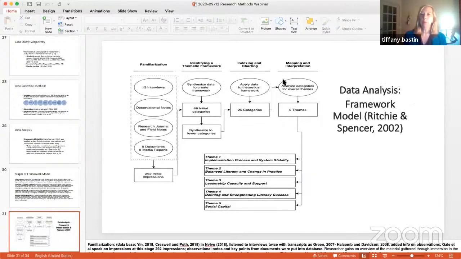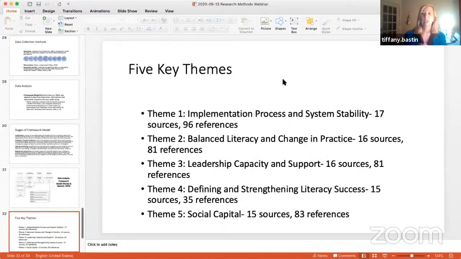So this visual may be difficult for you to see depending on the screen size that you have, but you can see in each of the 4 phases of my analysis what happened at each. So the first column, you see those 292 impressions, the thematic framework, you synthesize the data. I came up with the categories. I knew they were going to need to synthesize to fewer. Once I took the framework and indexed and charted it, I came to 25. And in the final step, you analyze those categories to develop themes. And the 5 themes are listed in the diagram, but I'm also going to share in the next slide what those themes were.